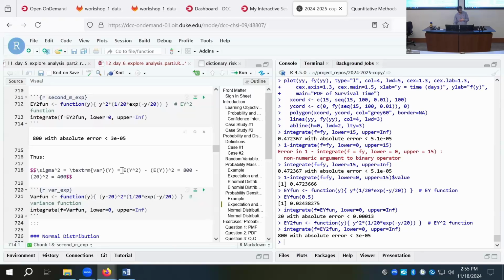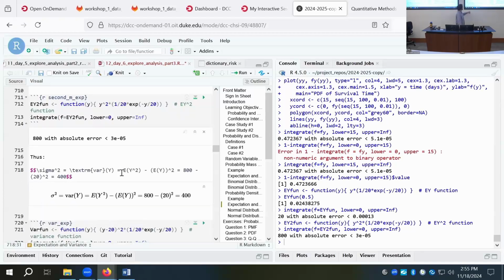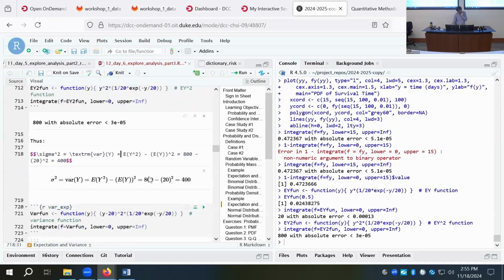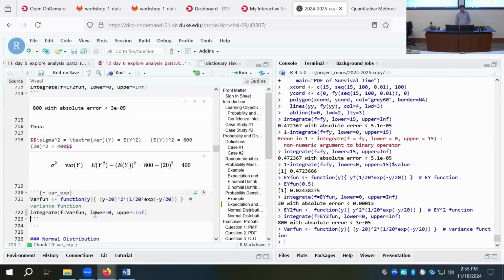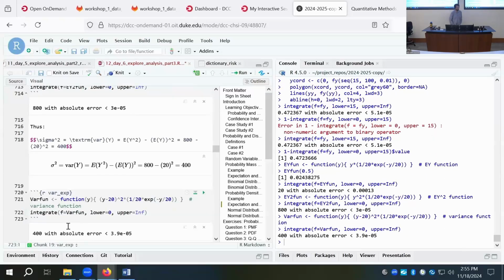And then our sigma squared is just going to be 800 minus 20 squared, which comes out to 400. So our standard deviation is 20. Now, if you wanted to do that in one fell swoop, you could write the variance function based on the fact that we know the mean is 20. So we can say y minus 20 squared times 1 over 20 times the exponential. And if we integrate that from 0 to infinity, it gives us a value of 400.